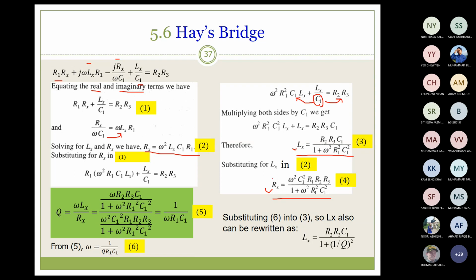But in order to find the Q, Q is equal to omega Lx over Rx. We can put the Rx inside this and Lx inside this. Rx is here and Lx is here, and we can find that Q is 1 over omega R1 C1.